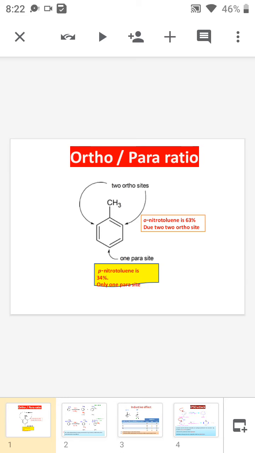Good morning, everybody. Today we will discuss the ortho-para ratio of the aromatic electrophilic substitution reaction. Normally, in a mono-substituted aromatic ring having an ortho-para directing group, we are expecting the ortho-para ratio as 2:1.